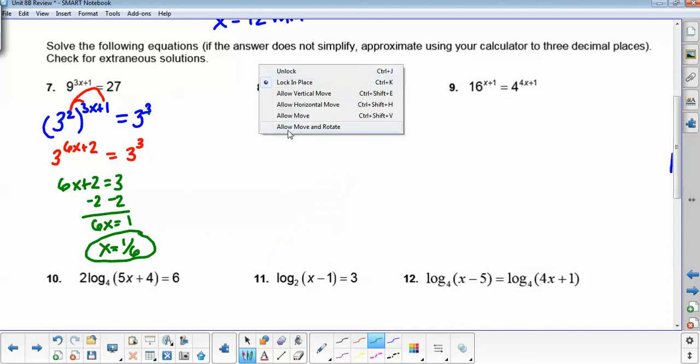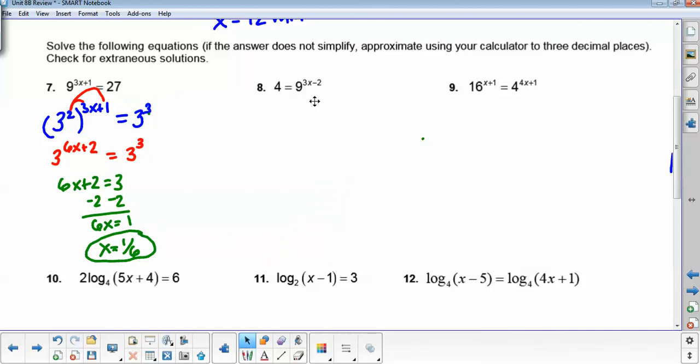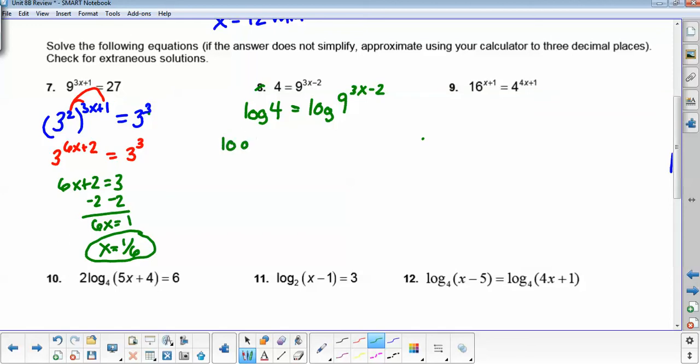Alright, in problem 8, 4 and 9 cannot be powers of the same base, so we're going to use a different strategy here. We're going to take the log of both sides. So I have log 4 equals the log of 9 to the 3x minus 2. And then you can use your power property to take your exponent and move it to the front. So you have log 4 equals 3x minus 2 log 9.